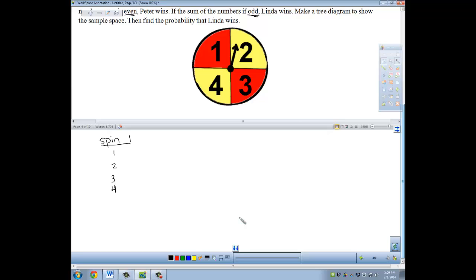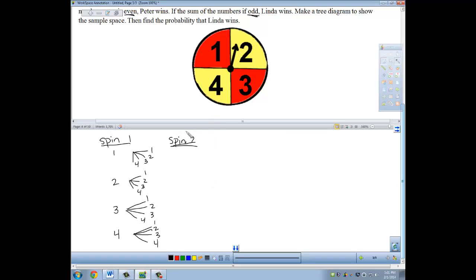I'm going to push this down, and I'm actually going to erase this to space it out more. You're going to need some space for this one. Okay. So that's all you can get for spin 1. Spin 2, after you roll a 1, you could then get a 1, 2, 3, or 4. Same if you spun a 2 the first time, you could get a 1, 2, 3, or 4 the second time. For a 3, same thing, so 1, 2, 3, or 4. And then if you spun a 4 the first time, same thing. Second time you could either get 1, 2, 3, or 4.